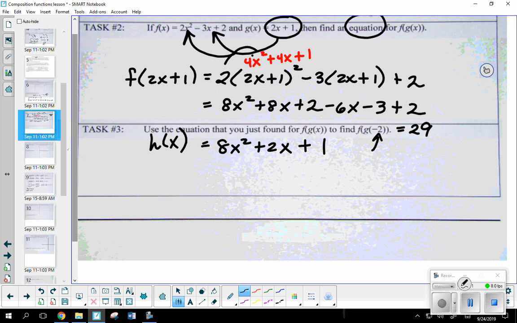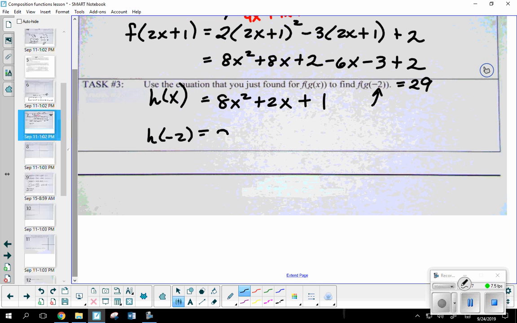Okay, so this new function that we're calling h, let's plug the negative 2 in there. H of negative 2 equals 8x squared, so 8 times negative 2 squared, plus 2x, plus 2 times negative 2, plus 1. So 8 times negative 2 squared.